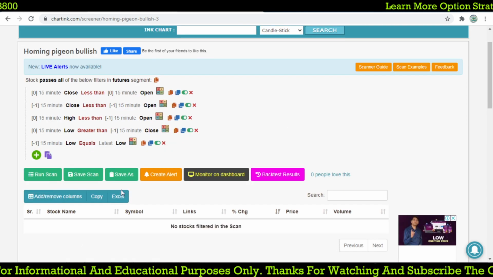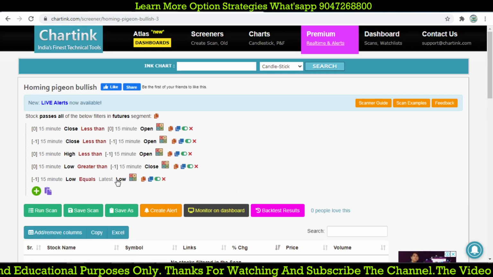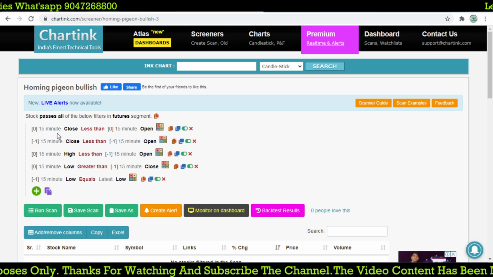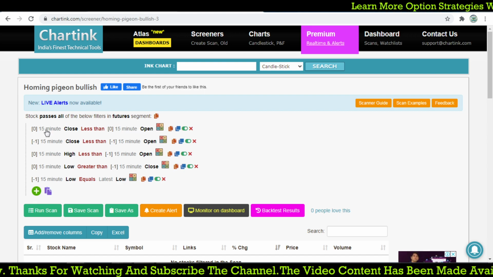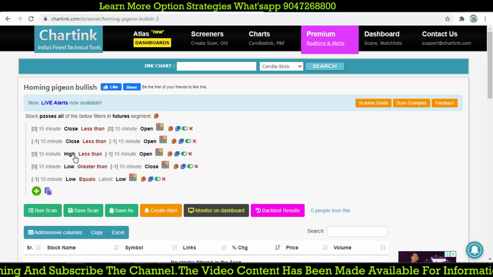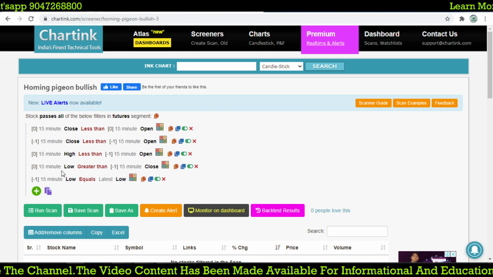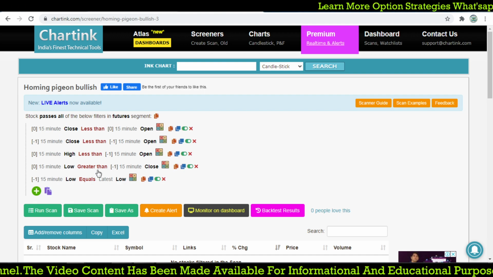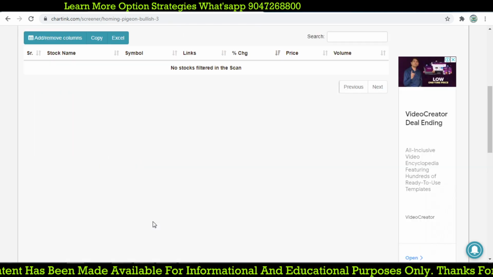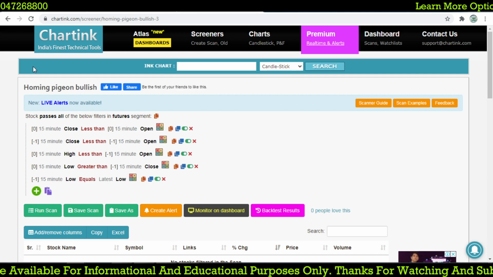So let me scan that. If any stocks form it, I think we made some mistake. The 15 minutes low is greater than, so let's do that. The 15 minutes close is, this is the first red candle, and the second red candle. The 15 minutes high is less than the -1 15 minutes open. The latest 15 minutes low is greater than the -1 15 minutes close, right? So we didn't get any scan, so let's do it again.